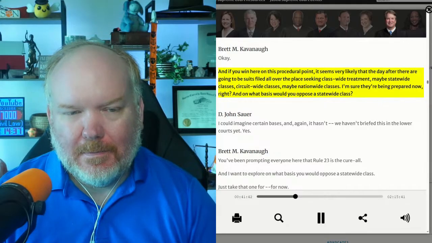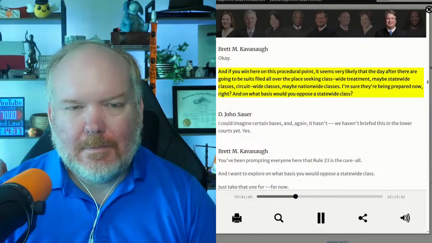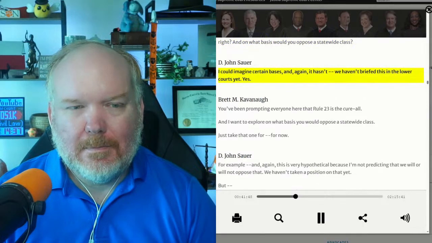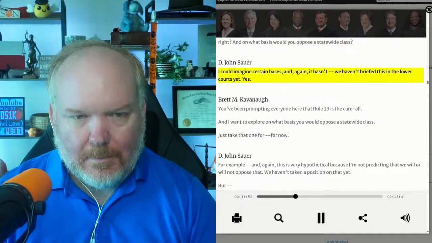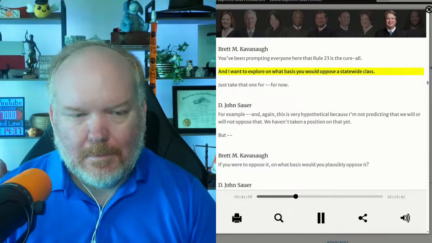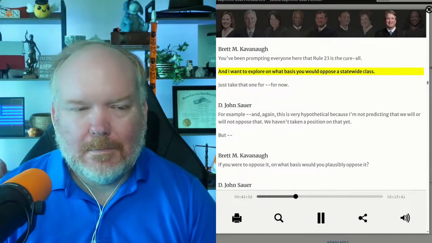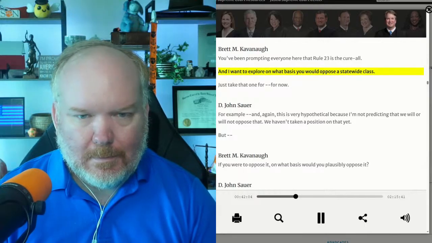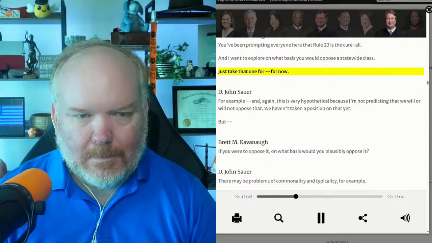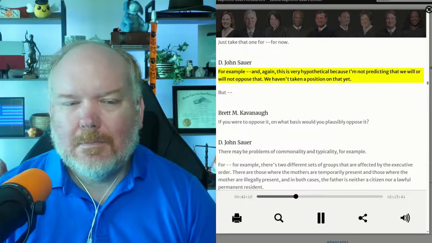Yep, probably. And on what basis would you oppose a statewide class? I could imagine certain bases, and again, we haven't briefed this in the lower courts yet. You've been promising everyone here that Rule 23 is the cure-all. And I want to explore on what basis you would oppose a statewide class. Just take that one for now. For example, and again, this is very hypothetical because I'm not predicting that we will or will not oppose that.